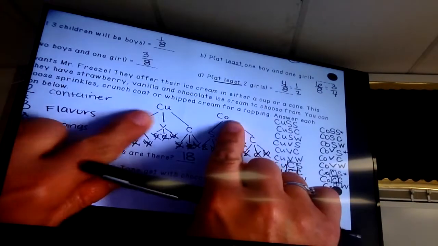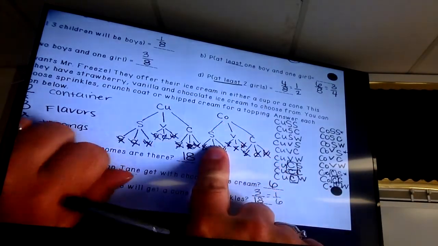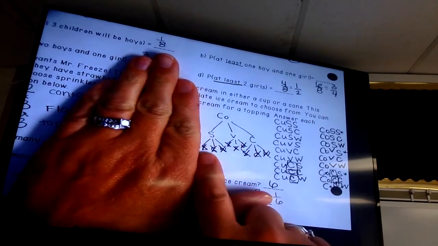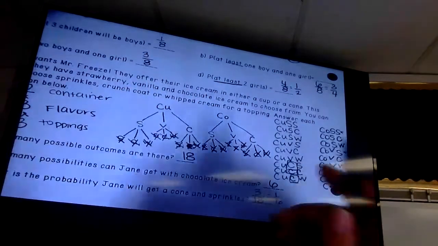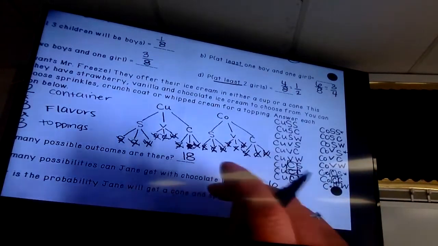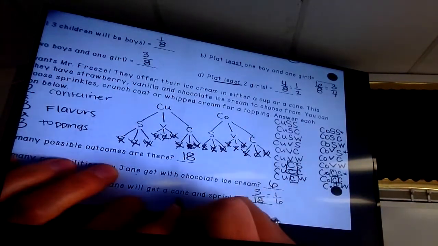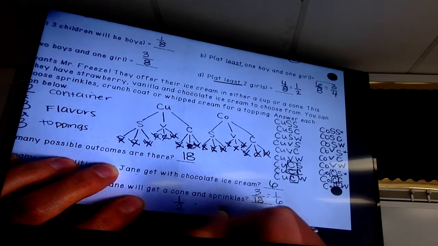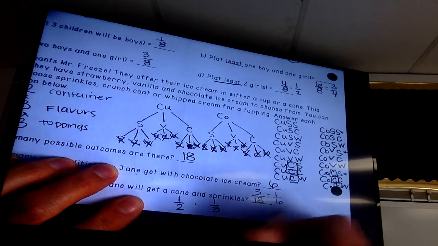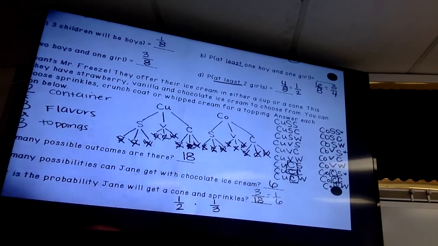Could have also used my tree. Here's cone. So I could ignore this part of my tree. Sprinkles, sprinkles, sprinkles. Or if I didn't want to have a tree, if it didn't ask me to show my sample space, remember, a cone is 1 out of 2 possibilities, and sprinkles is 1 out of 3 different topping choices, and 1/2 times 1/3 is 1/6.